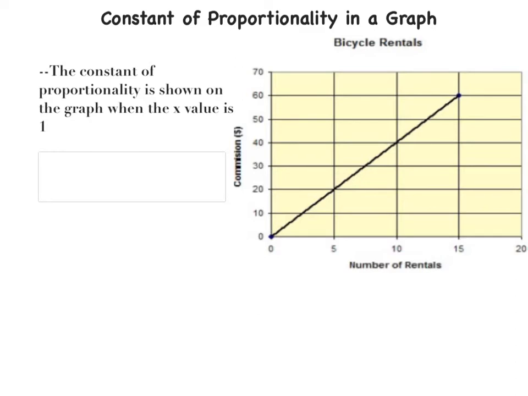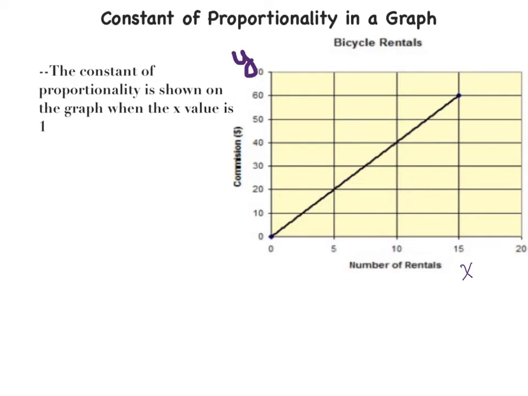So when I look at this graph, I am looking at bicycle rentals. So x is the number of rentals, and y is the commission, or how much somebody gets. So how much money you get is dependent on the number of rentals.